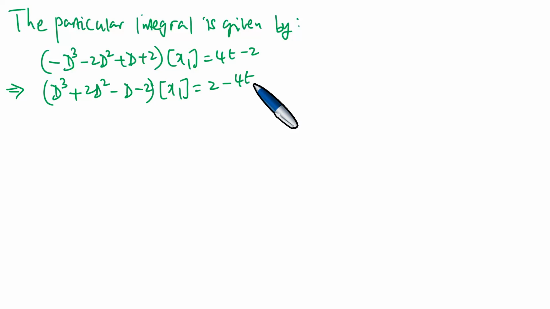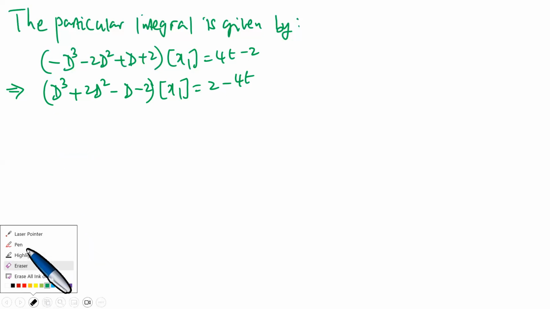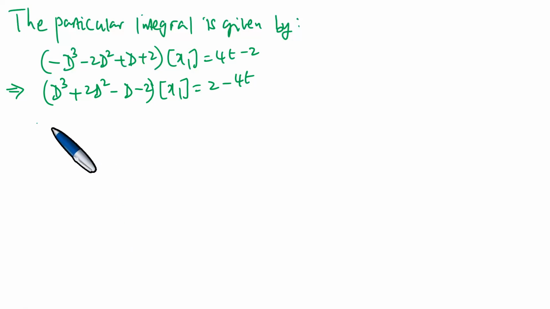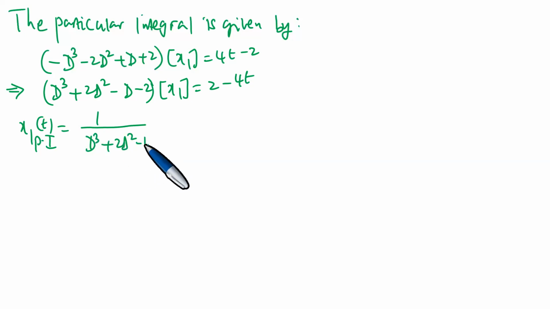Obviously this is a very subjective step. You can write either like this, or you can still continue with the minus. Now you need to factorize these. It doesn't matter what you do. You can take the inverse operator. Taking the inverse operator means you have the particular integral x1 as a function of t, which is the same as 1 divided by d cubed plus 2d squared minus d minus 2, operating on minus 4t plus 2, like this.